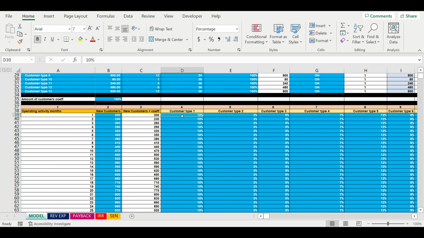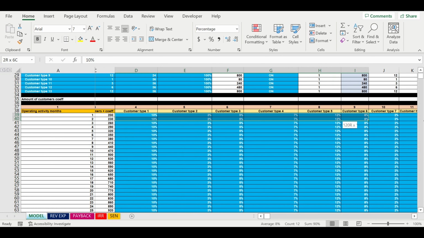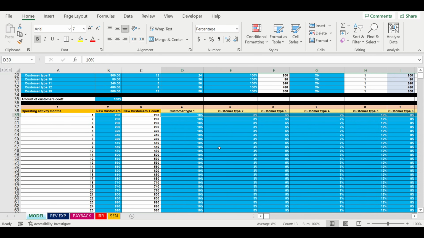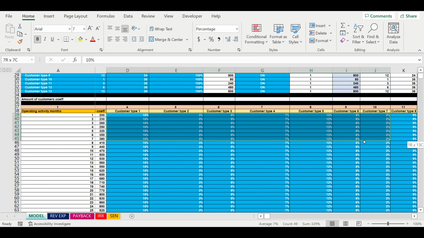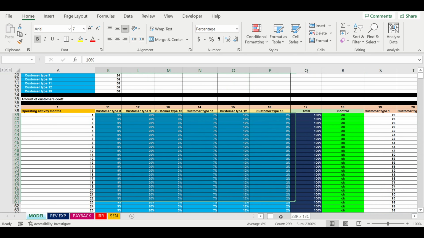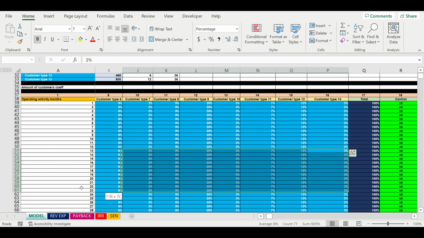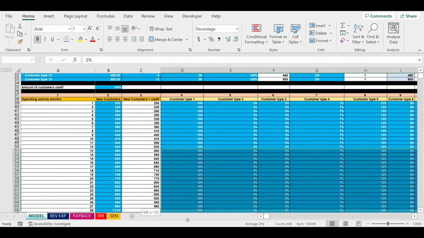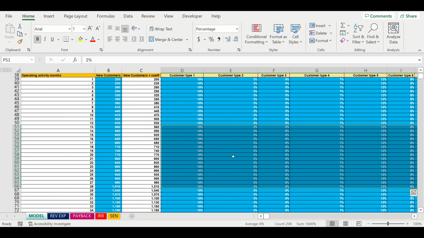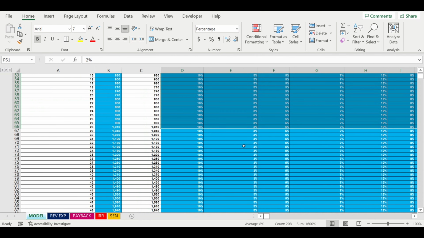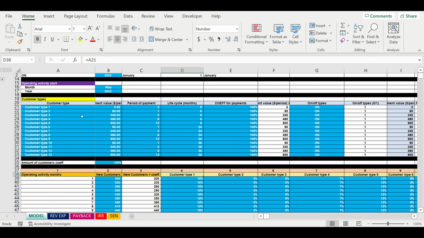Also, we can specify different structure of the customers. So at the beginning of operating activity, we can have one type of structure. For example, the first 12 months we can have one structure of customers. Starting from the second operating year, we can have another structure of customers. So we can play with all these percentages, allocating them between different types of customers that we have.